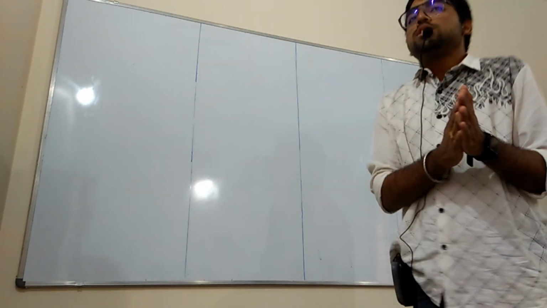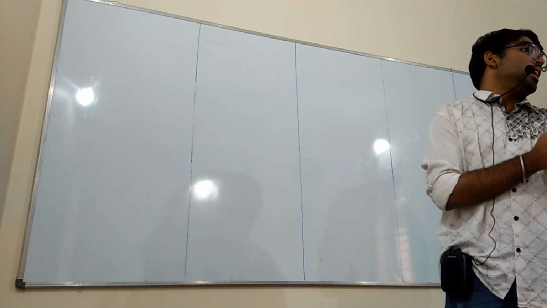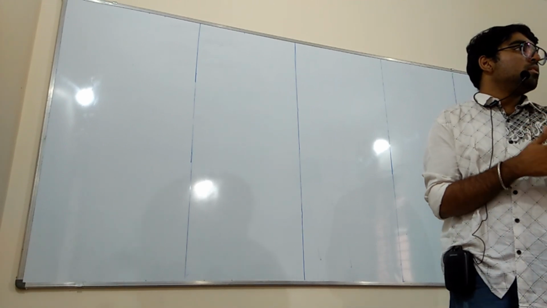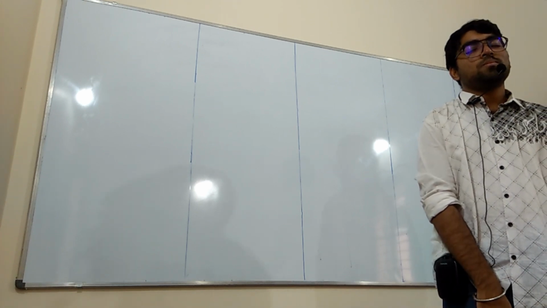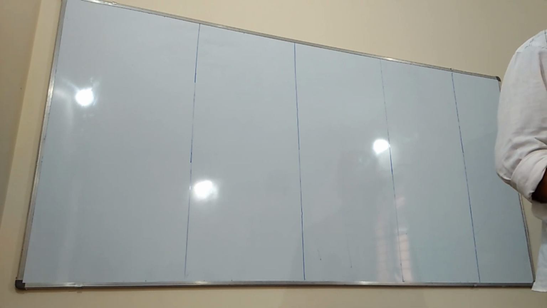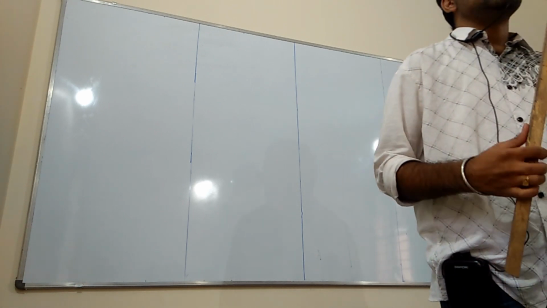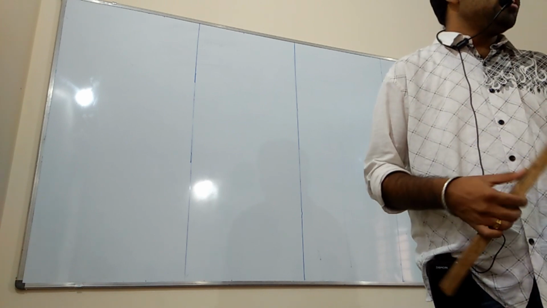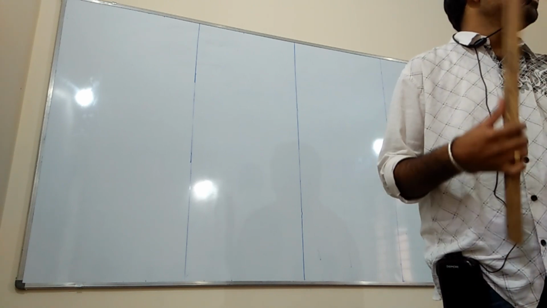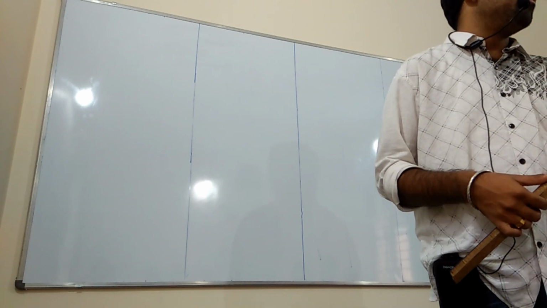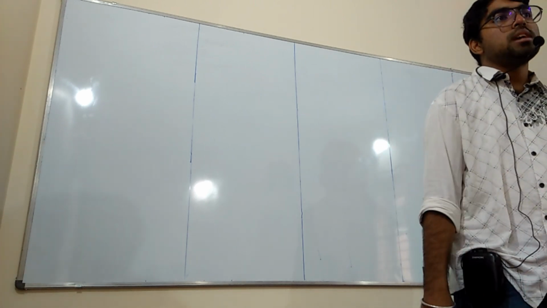So, how many chapters have we completed? Eight. Namely, what are they? Real numbers, polynomials, linear equations, quadratic equations, AP, triangles, coordinate geometry, and introduction to trigonometry. Okay? Total 8 chapters have been completed.